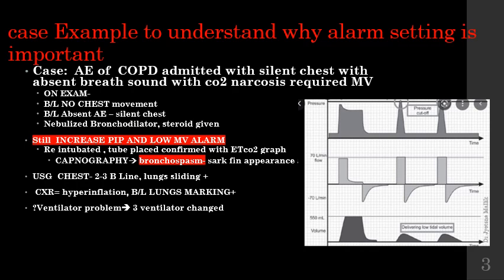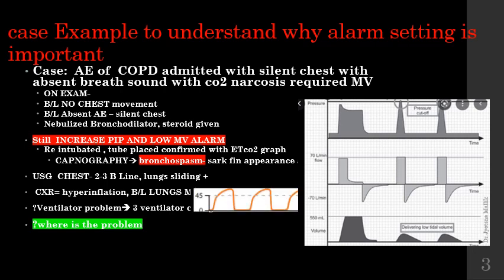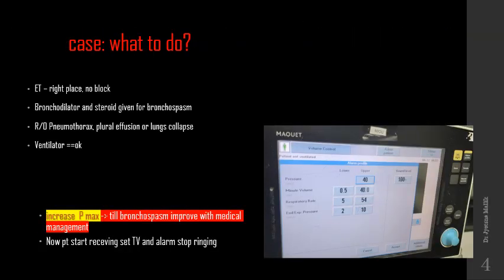Even the ventilator was changed; the doctor changed 3 ventilators. Then he thought, I think there is some problem in the ventilator setting. So then he asked his senior doctor. Then this Mr. Magician, the senior doctor, comes, and he simply increases the peak inspiratory pressure limit further, to 60, and then the ventilator starts giving proper tidal volume.